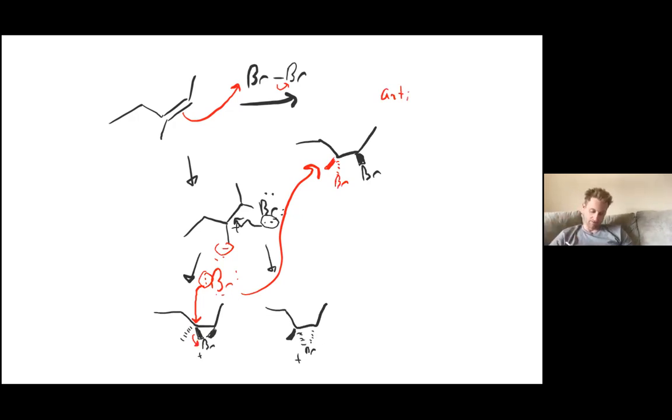Same thing would happen on the bottom here. I'm going to draw it in green. So then this Br comes in and attacks. We are going to get the opposite. The Br that's on the right is going to have no difference to it. Still a dash. The spot where it attacked on the left is now going to turn into a wedge.